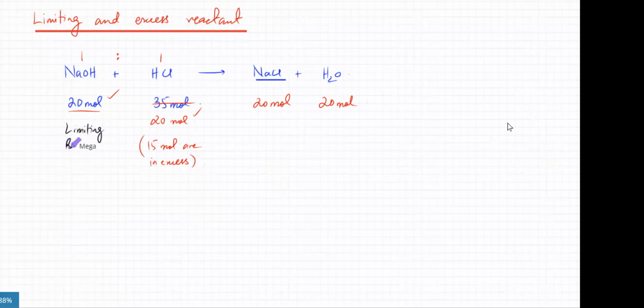So remember this, and this is a major point: when you're calculating moles, only limiting reactant moles are used, and excess reactant moles are ignored.